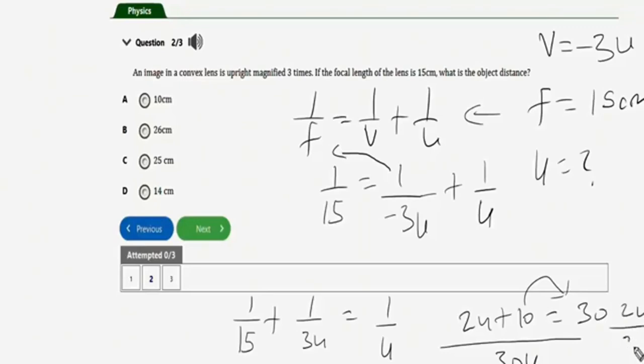So divide both sides by 2. Our u will be 10 cm. So the correct option in this question is option A, 10 cm. So that's it for this question. Let's wipe this now and solve the last repeated question before we call it a class.